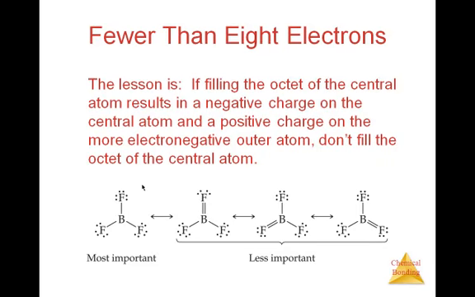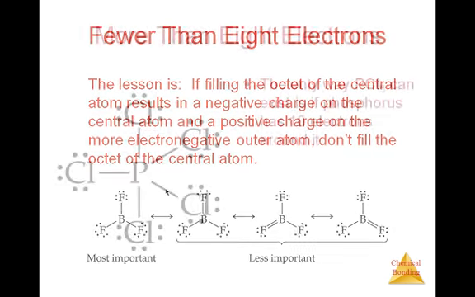Basically, what you want to learn from this is that if you're filling the octet of the central atom and it results in a negative charge on the central atom and a positive charge on the more electronegative outer atom, don't fill the octet. Leave it as only 6 electrons for boron, and don't try to complete its octet like the ones on the right.